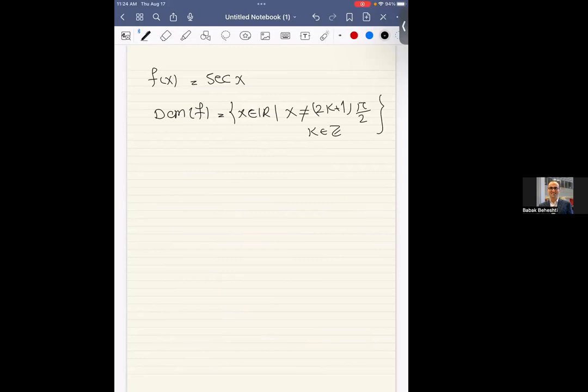Here, the range is tricky. So the range for secant, and I will show you the graph in a second. So the range of f is all numbers less than or equal to -1, union with all numbers greater than or equal to 1.